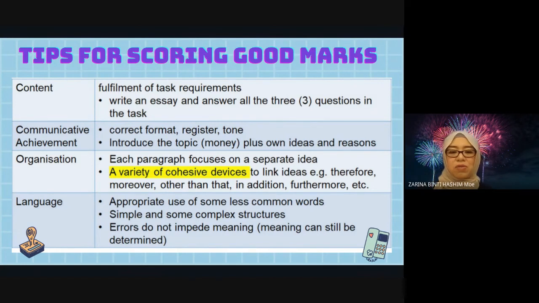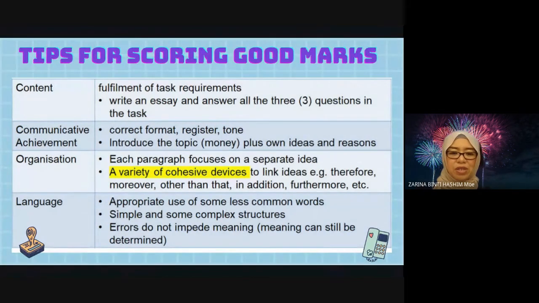Okay, so sample dia, therefore, moreover, other than that, in addition, furthermore. Benda ni lah ni, therefore semua ni. Jangan just tulis and or but so. Yang tu memang selalu kita akan gunakan, tapi di samping tu guna juga therefore ni. Jangan duk guna next, firstly, secondly. Firstly, secondly tu bukan cohesive devices. Yang tu just connector saja. Cohesive devices ni perkataan yang macam ni lah, yang lebih sophisticated. Therefore, moreover, okay, other than that, in addition, furthermore, dan banyak lagi lah.